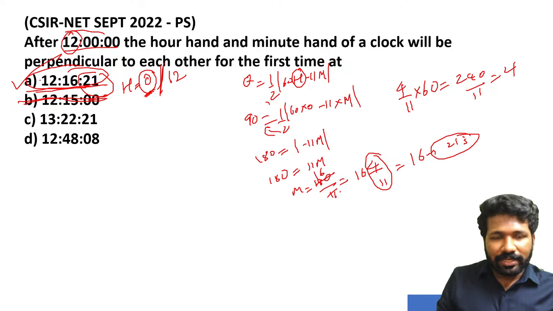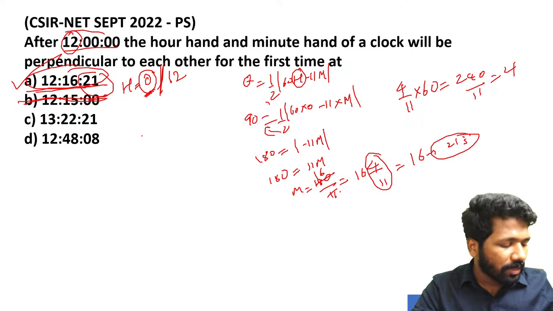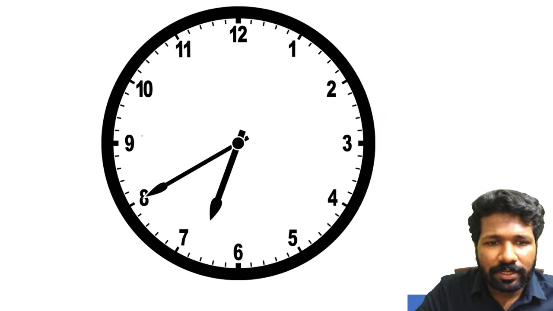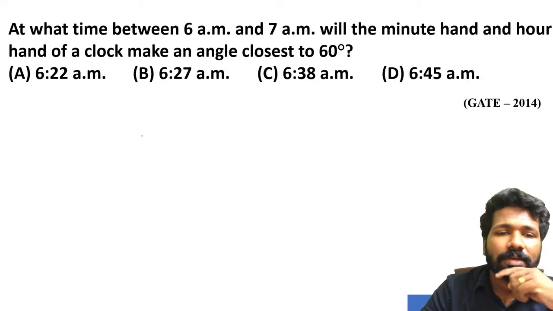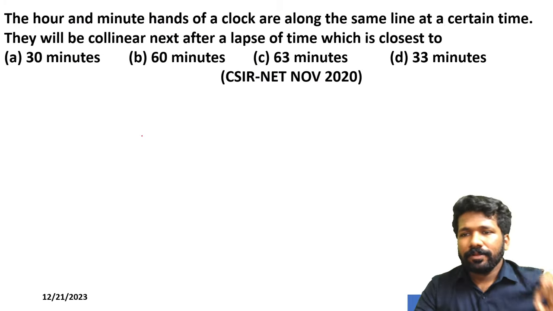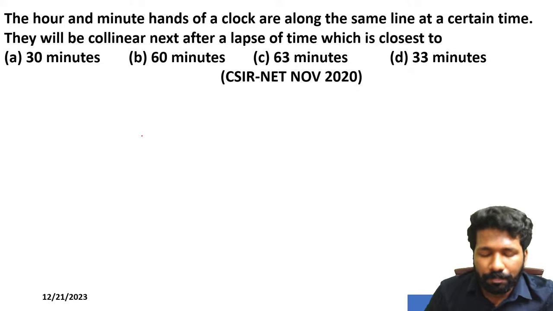So option A is the answer. So this way also, this is a little more time-consuming question compared to the previous question. Now, these are more examples of the same type. Another important type is when hands will coincide or when hands will be opposite to each other.